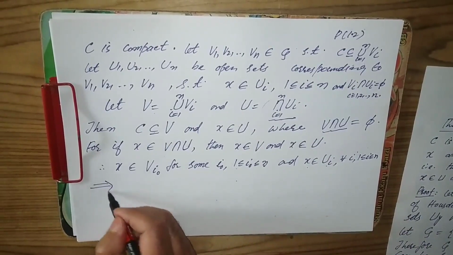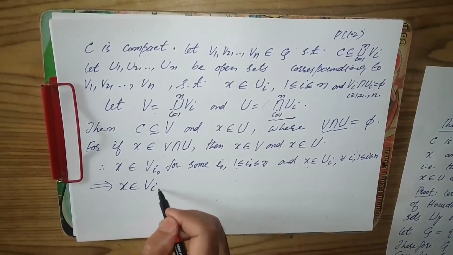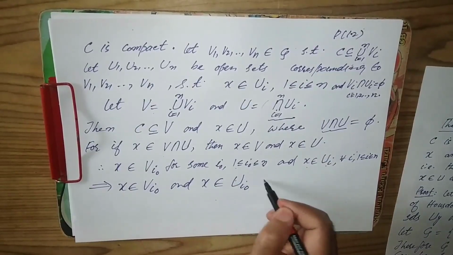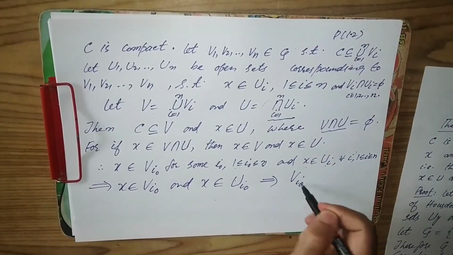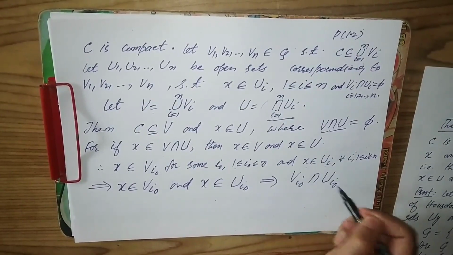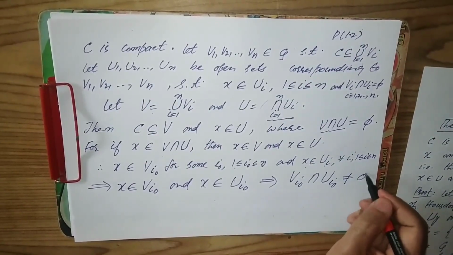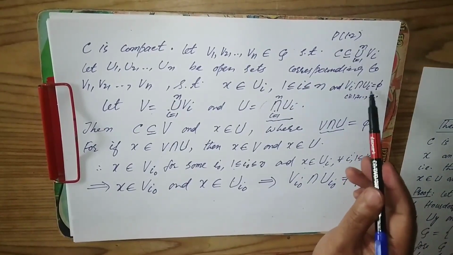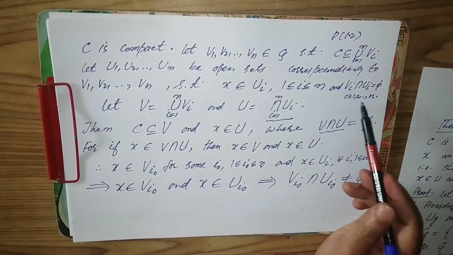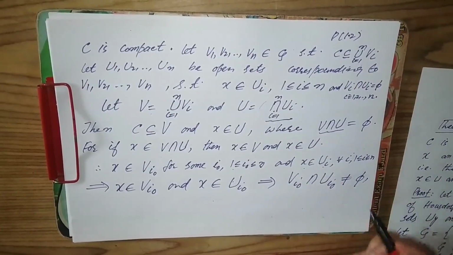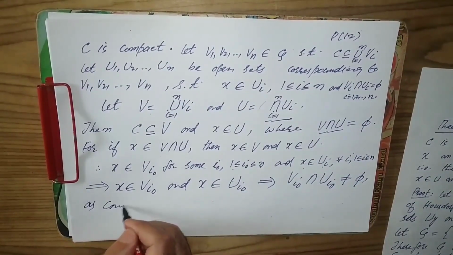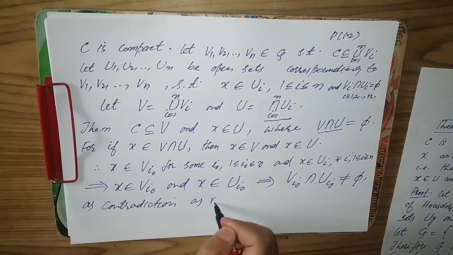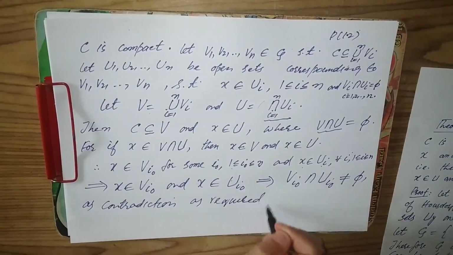So this implies x belongs to Vi naught and x belongs to Ui naught, which implies Vi naught intersection Ui naught is not the phi set, which is a contradiction, because here Vi and Ui are disjoint sets. So a contradiction, as required.